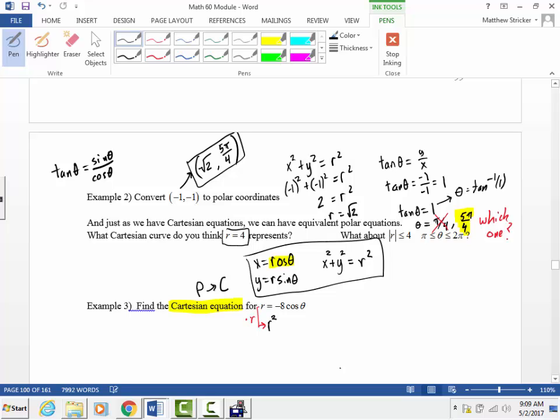So the left side becomes r squared, right? And then the right side becomes -8, and I'm going to go ahead and put the r in here just so we can see it the way we want to see it. Is that all right?